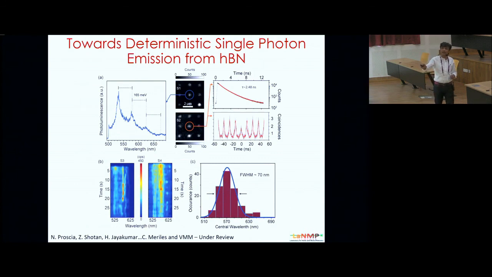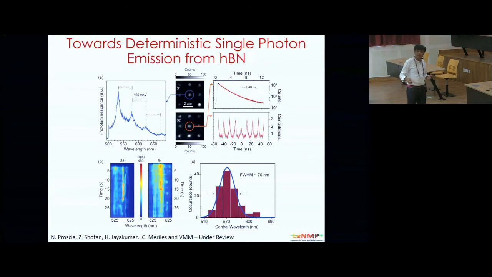You can look at the lifetime. It's about 2.45 nanoseconds, and it also shows anti-bunching. So we're convinced that each of these sites actually has 1 or 2 emitters. At least in this particular case, we are down to about 2 emitters at this site. We need to work better to get it down to 1, but that's one aspect. So we were able to control where the emitter is coming about.